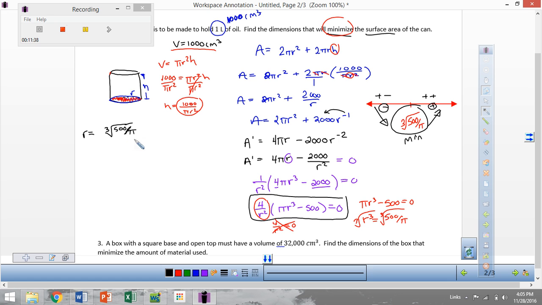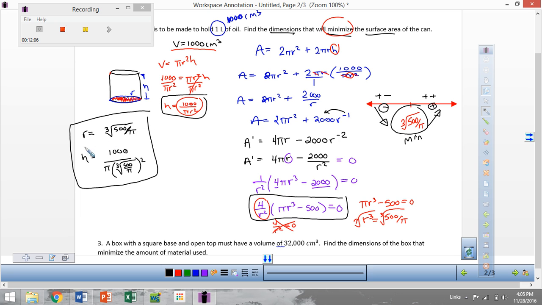Again, you could get a decimal for that if you would like. I need to know all the dimensions, so I need to know the height as well, and I'm going to go back to this and say then the height would have to be 1,000 divided by pi times what I got for r, which is the cube root of 500 divided by pi, squared. And I'm just going to leave my dimensions like that.